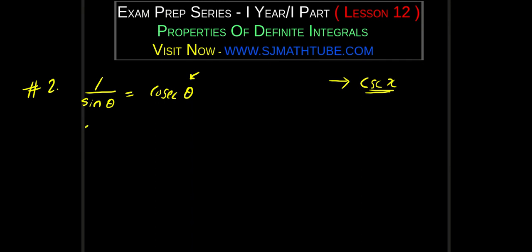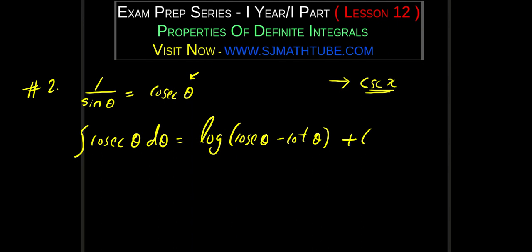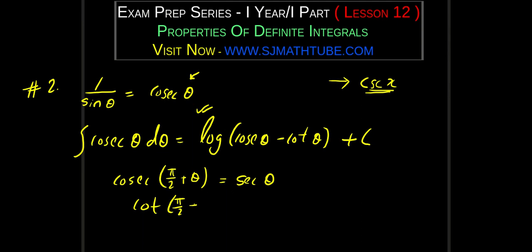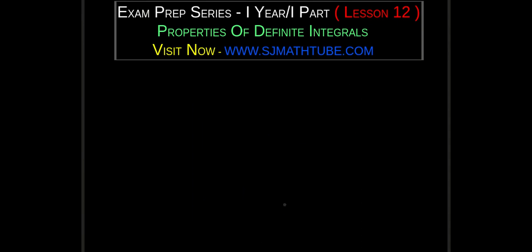And the next thing is integral cosec theta d theta is equal to log cosec theta minus cot theta plus c. There is an equivalent form, but I love this form, so if you want, you can note this. And a few more things. Cosec 90 plus theta, that means it will be in the second quadrant, and that is sec theta, and cot 90 degree plus theta will be minus tan theta. That's more than enough, and let's go for the problem.